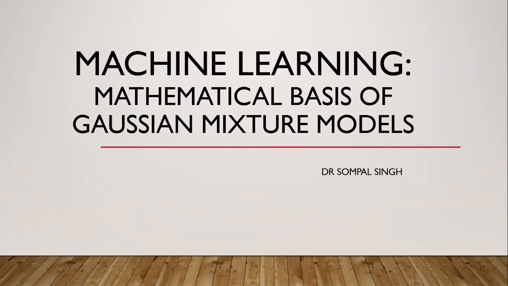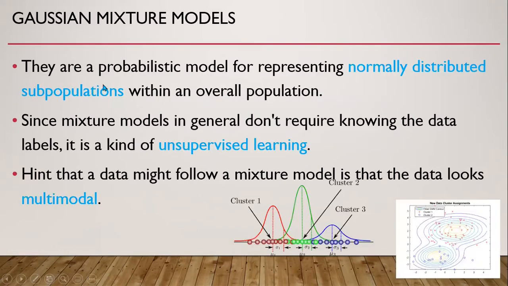Today I'll talk about the mathematical basis of Gaussian mixture models. It is part of my series of lectures on machine learning, and Gaussian mixture models can be used for cluster analysis. Gaussian mixture models are probabilistic models for representing normally distributed subpopulations within an overall population. Since mixture models in general don't require knowing the data labels, it is a kind of unsupervised learning.